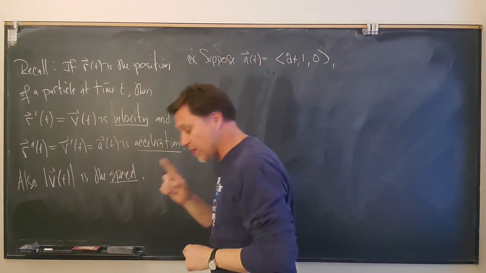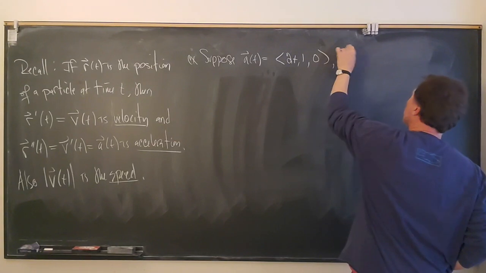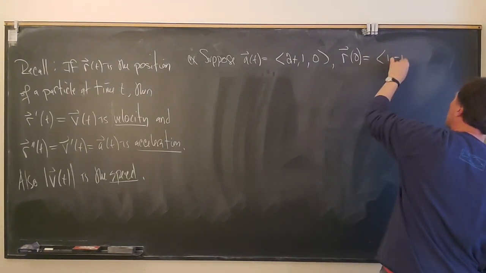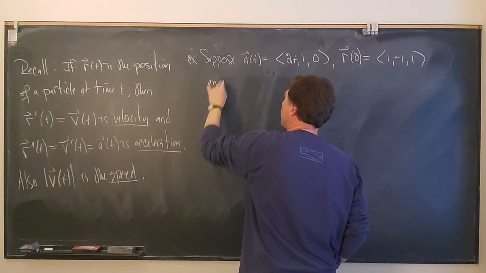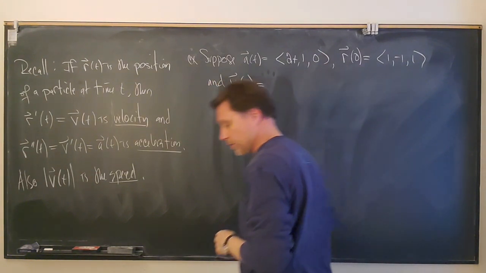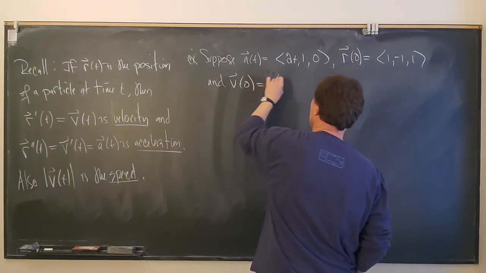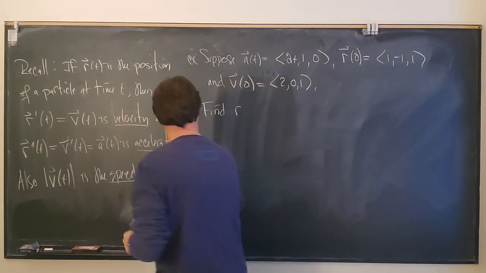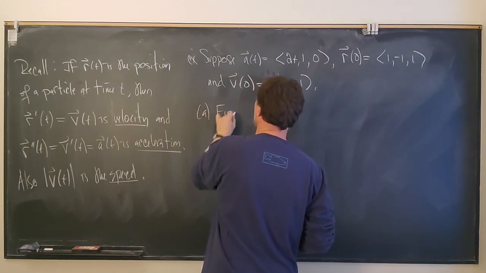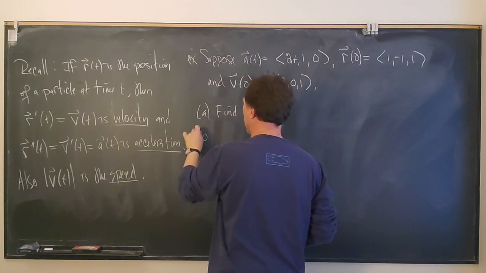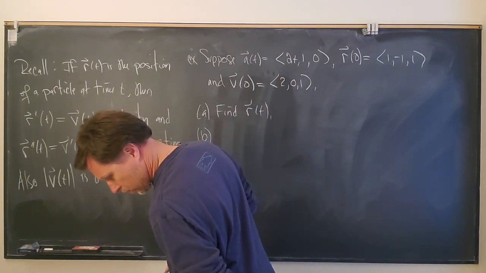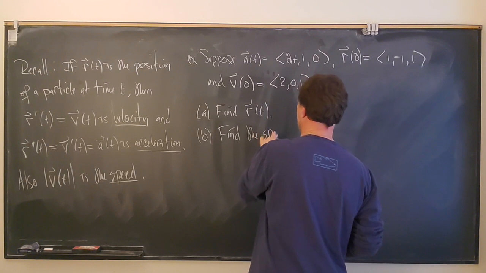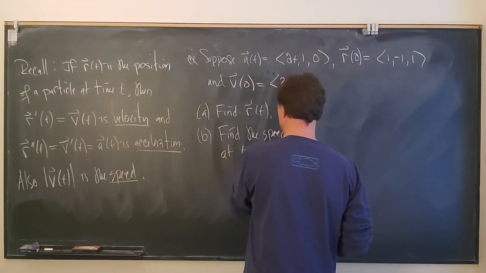So suppose we know the acceleration and then we also know the position at time 0. So r of 0 is 1, negative 1, 1. And we also know the velocity at time 0. That's going to be 2, 0, 1. And what we want to do, first of all, this is going to be part A. Find r of t, and part B, I want to compute the speed at t equals 2. So find the speed at t equals 2.